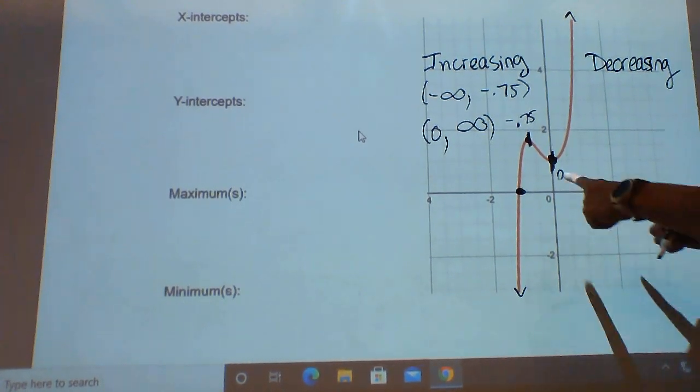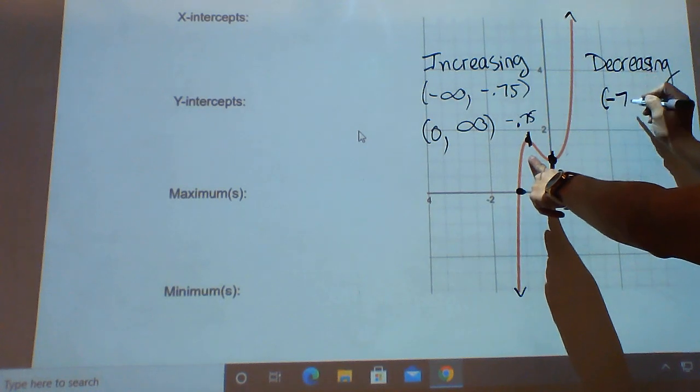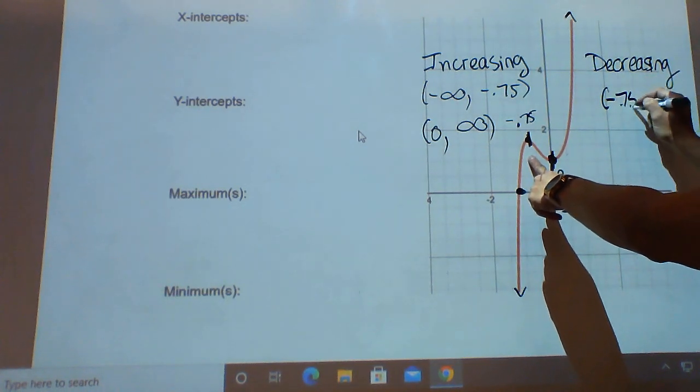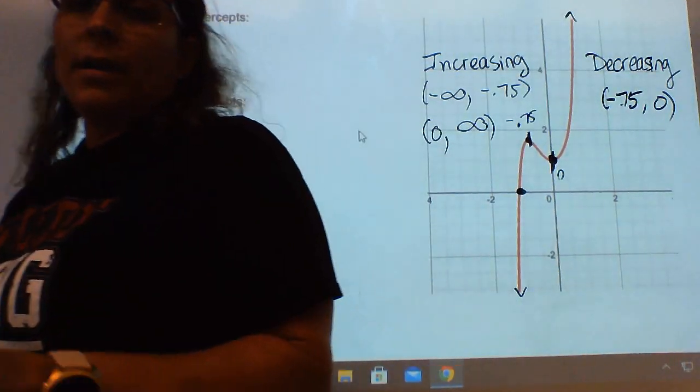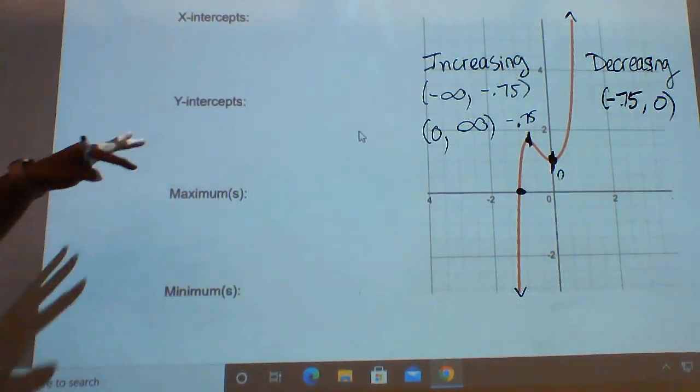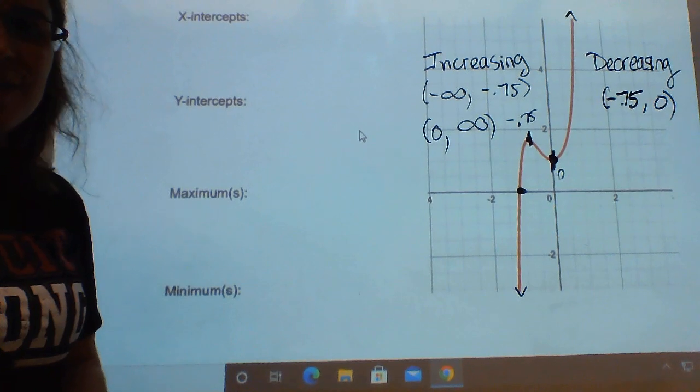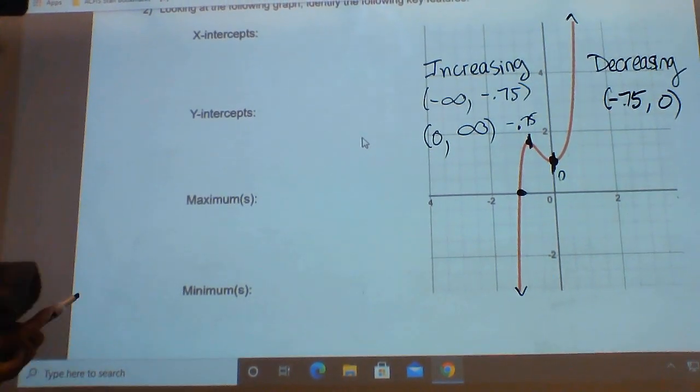For decreasing, it's decreasing between negative 0.75 and 0. So again, like I said, if you can go ahead and write that in the spot. It's just a little hard right now while I'm doing the videos.